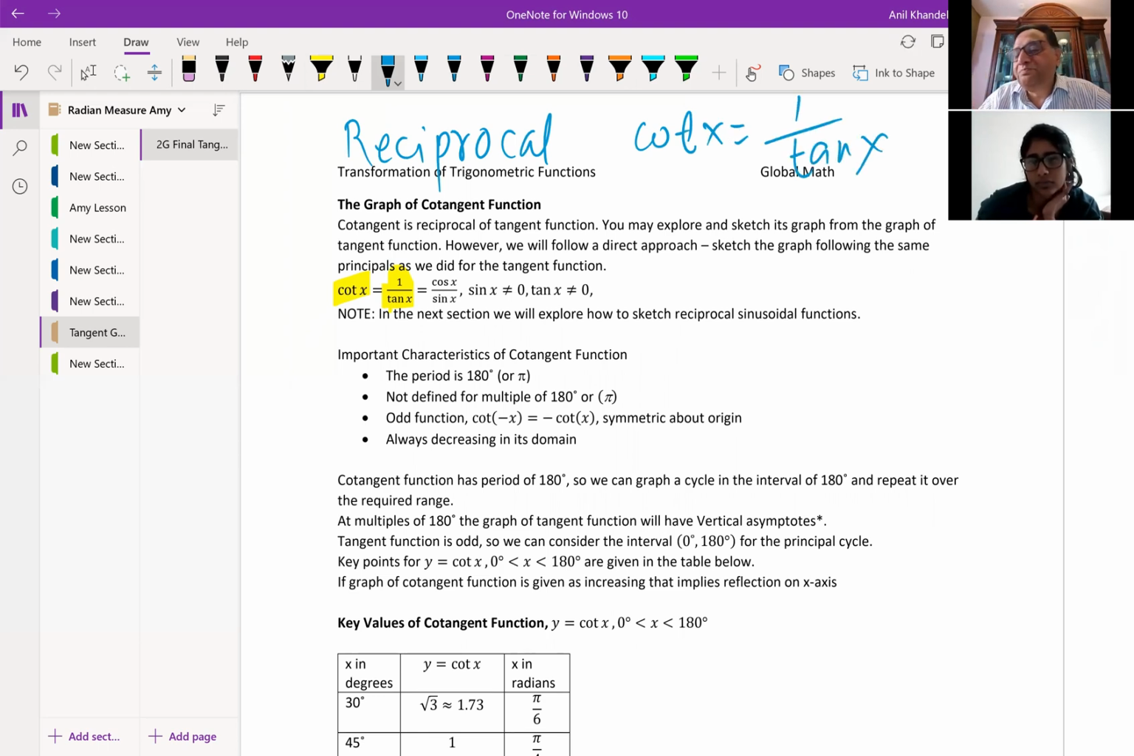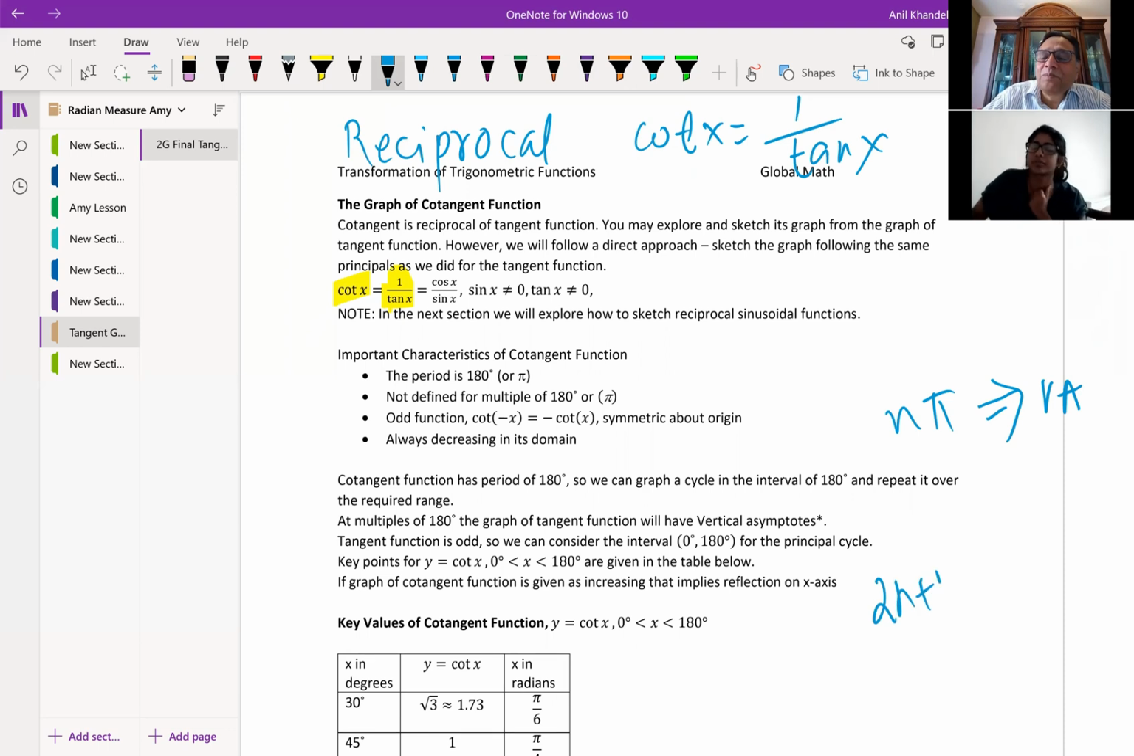Is that clear to you? Yeah. You cannot divide by 0. That means wherever in the center it was 0, the tan function, now we are going to have a vertical asymptote. So that means for cot, at n pi we will have vertical asymptotes, right? Yeah. And wherever the vertical asymptotes were, we'll have zeros. So at (2n plus 1) pi over 2 we will have zeros, right? Yeah. This is for cot.